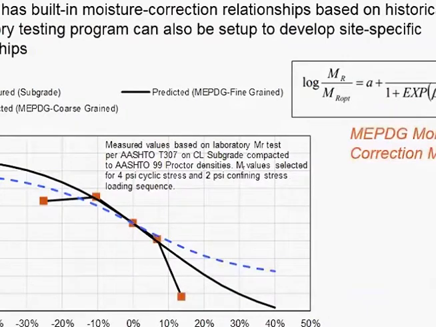Moisture is also a really important aspect, and I think Dr. Nazarian is going to talk more about this. There's an approach that's published in the MEPDG about how to correct for moisture content. So that's what's shown for subgrade is the dark line, and the blue is for coarse grained. And then this data over here is a real sample. That happens to be one that we've tested in comparison to MEPDG, and it's pretty good unless you deviate moisture content very much from optimum. Then it kind of falls apart a little bit.